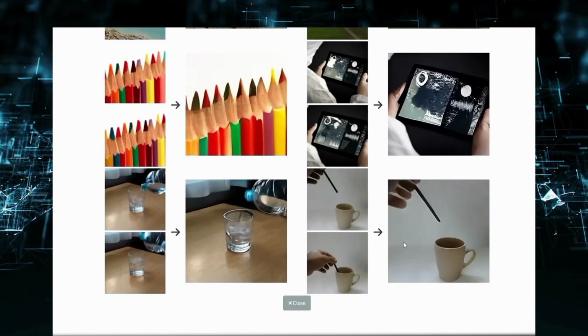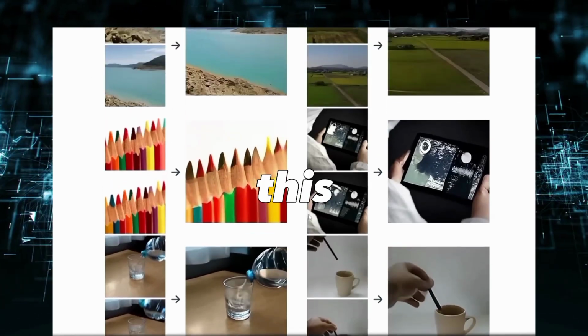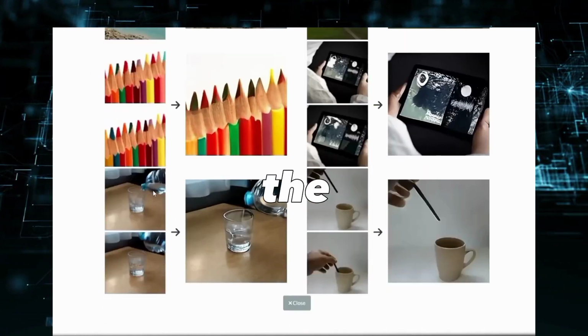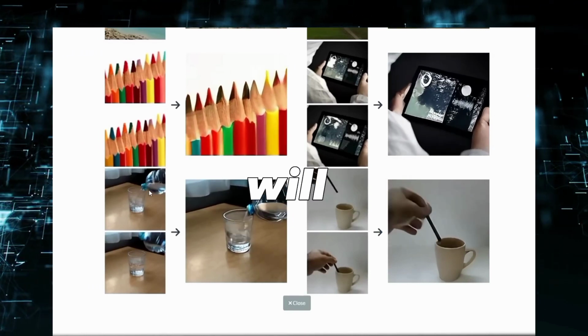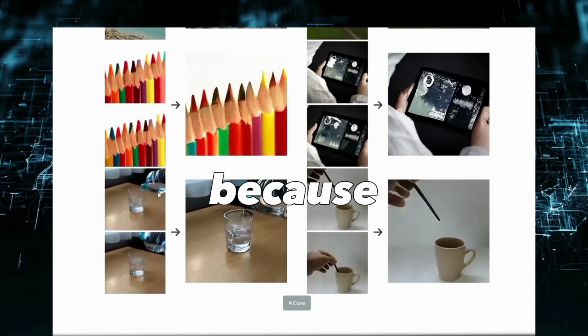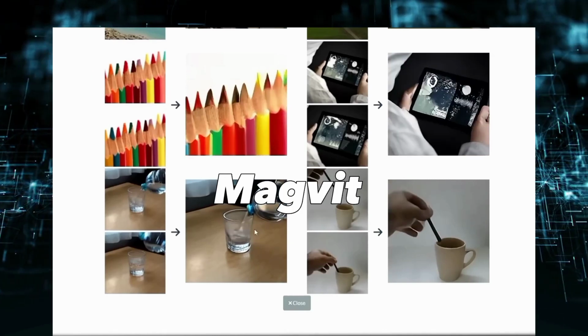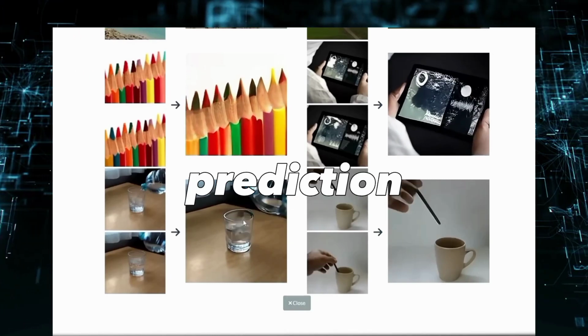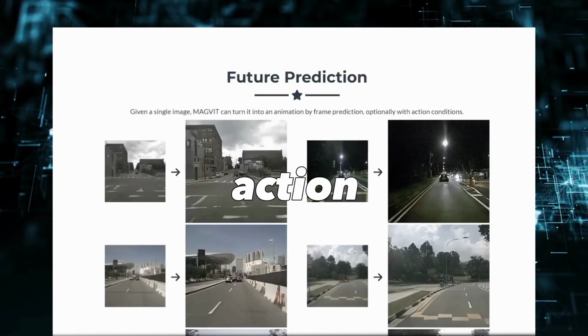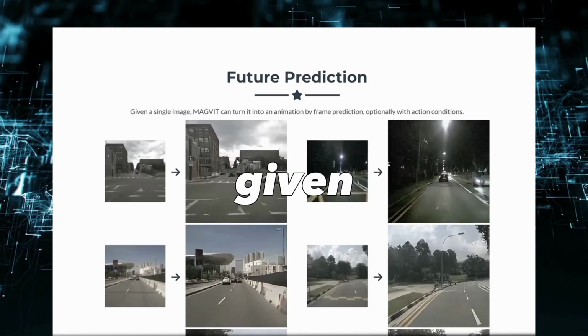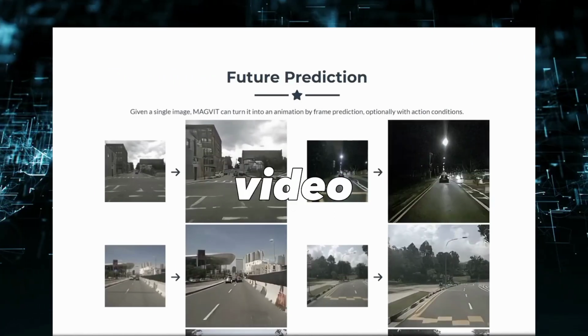Now this was one of the best things that I did see from this, and this is arguably what we should have placed at the start of the video. But I think this will be the main talking point for MAGVIT, because given a single image, MAGVIT can turn it into an animation by frame prediction, optionally with action conditions. So essentially, given a single image, it can make a video from that.